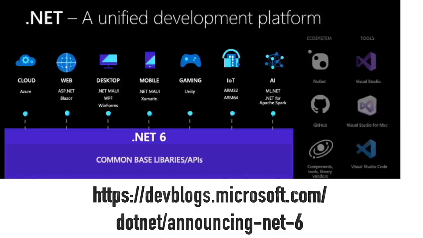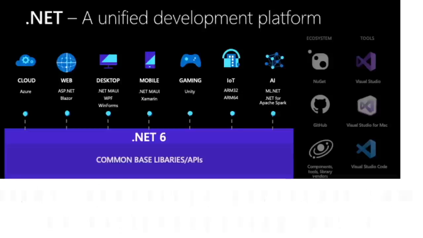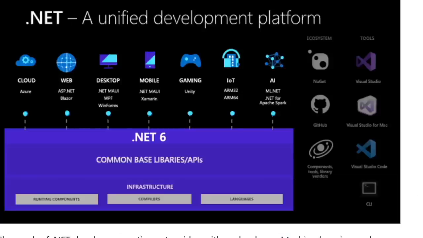.NET 6 is supported on multiple operating systems: Windows, Linux, macOS, Android, iOS, tvOS, including macOS Silicon and Windows ARM64. So what is coming with .NET 7?